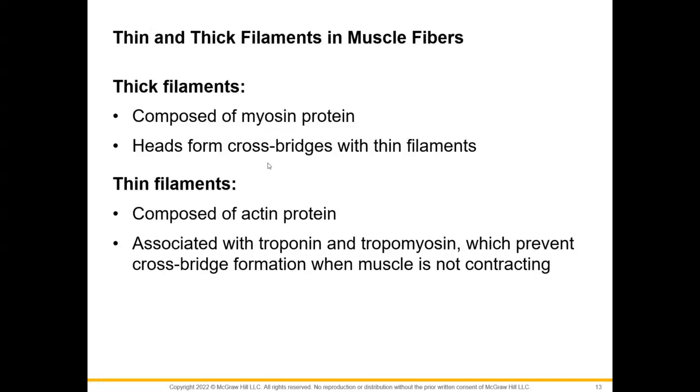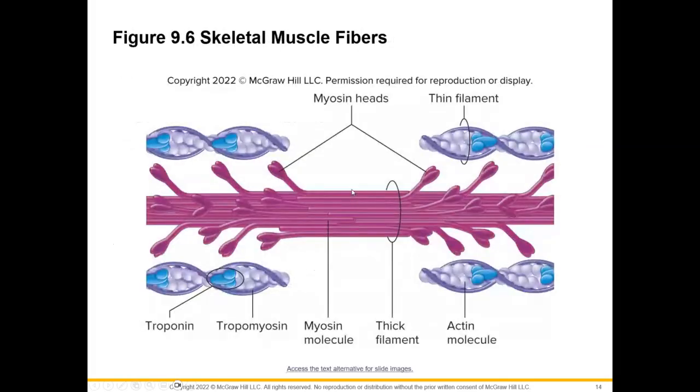Okay, and speaking of thick and thin filaments, the thick filaments are composed of myosin protein. The heads form cross bridges with the thin filaments. The thin filaments are composed of actin protein. They're associated with troponin and tropomyosin, and these prevent cross bridge formation when the muscle is not contracting. Now, let me encourage you after watching this to go and watch the video that shows contraction of muscles. It'll make a heck of a lot more sense to you if you do that.